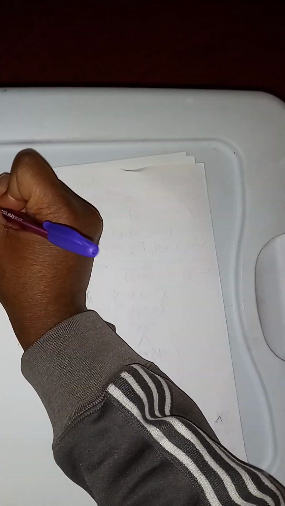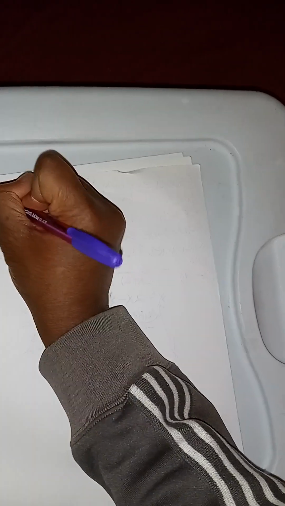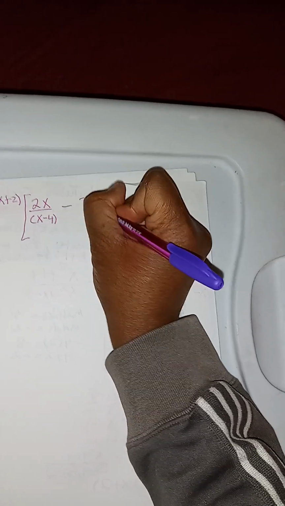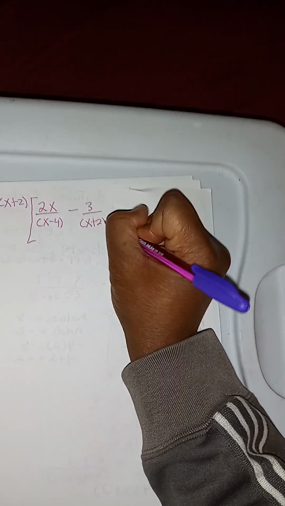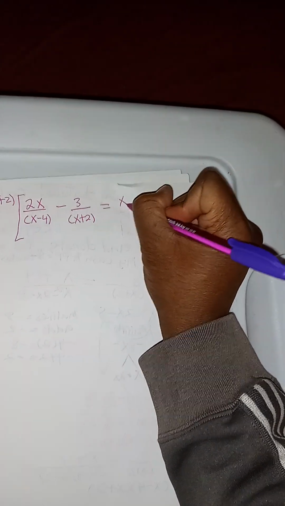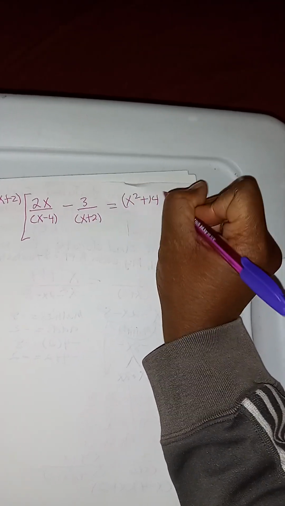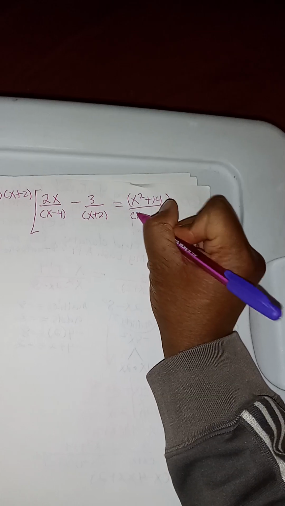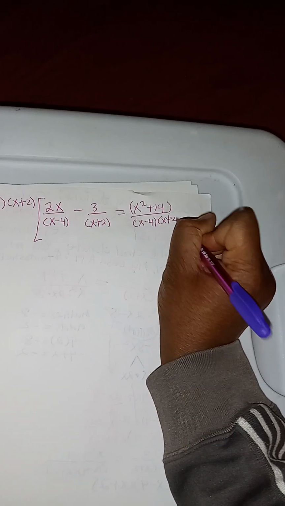So x minus 4 times x plus 2. And we want to multiply it to 2x divided by x minus 4 minus 3 over x plus 2 is equal to x squared plus 14 divided by x minus 4, x plus 2. Okay, let's have that marinate there.